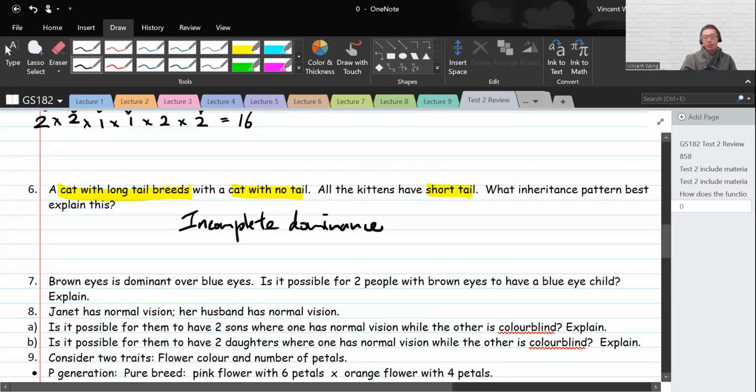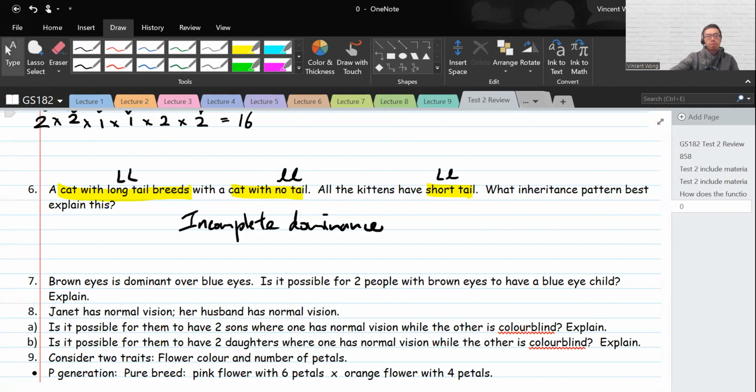Okay, this is like the pink flower situation, right? Yeah, it's somewhere in between the 2 cases. So I could call this big L for long tail, small l for no tail, and big L, small l would be for the intermediate, right? The heterozygous phenotype.